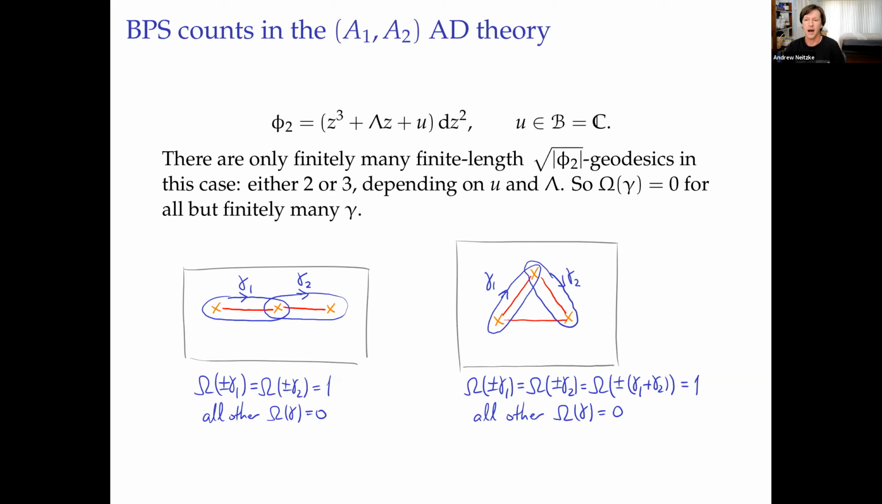Okay, so that's a prototype of the kind of data that we might be talking about. Just some concrete family of curves, concrete period integrals, and these integers.